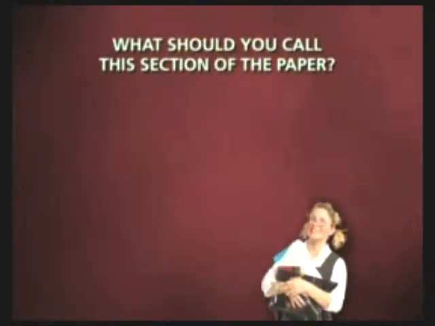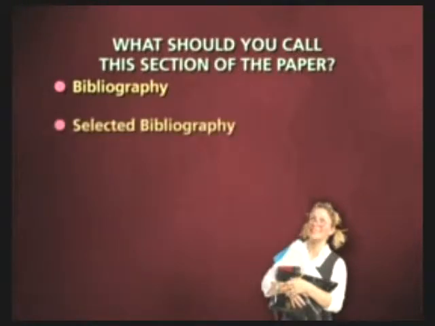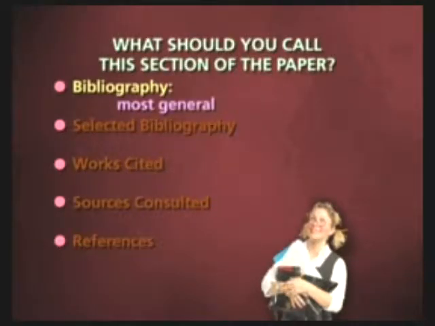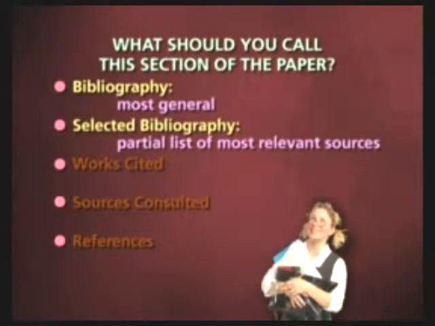There are various options. They include bibliography, selected bibliography, works cited, sources consulted, references. You may even run across other variations. As you can see, each of these titles has a slightly different meaning. Bibliography is most general. Selected bibliography suggests that the list of works that you're including isn't all-inclusive, but contains only those books and articles that you found most relevant and useful.